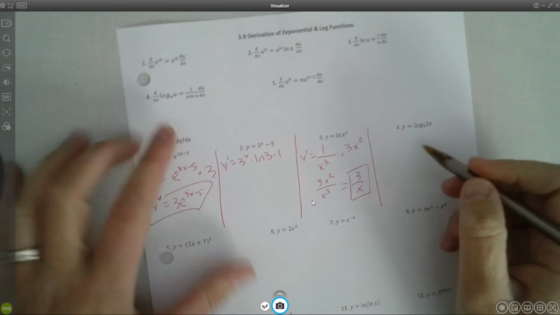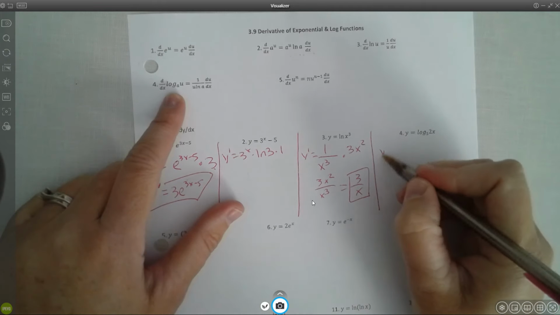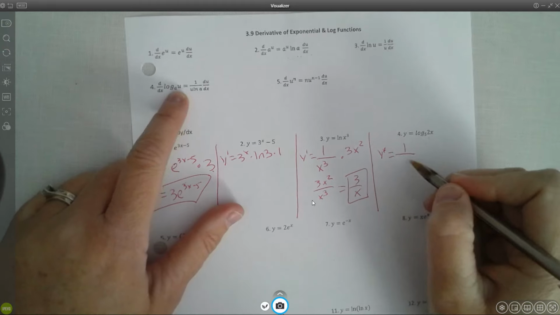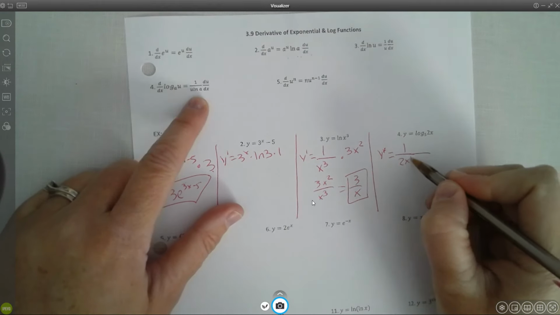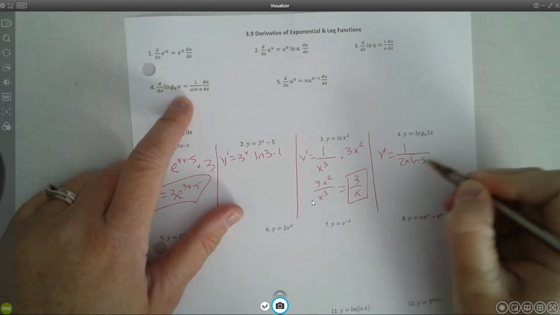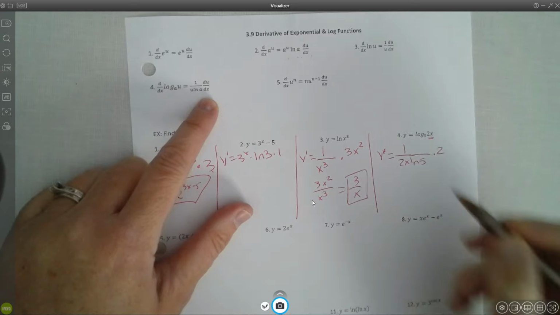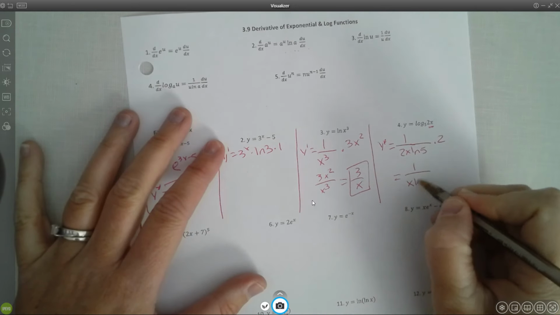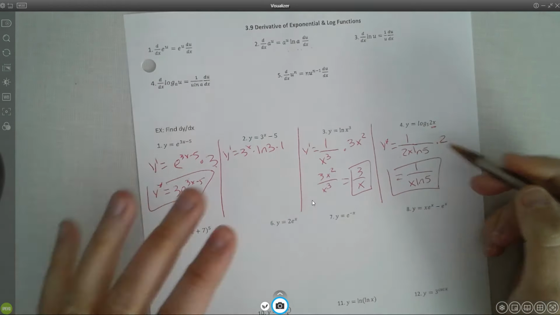Now for number 4, we're just following this rule right here. So you have the derivative is 1 over your u, which is this back here, so 1 over 2x, ln of my base, so ln of the 5, times the derivative of this, so times the 2. So that 2's end up canceling, and I get 1 over x ln of 5. I am going to show you a different way to do this in a minute.